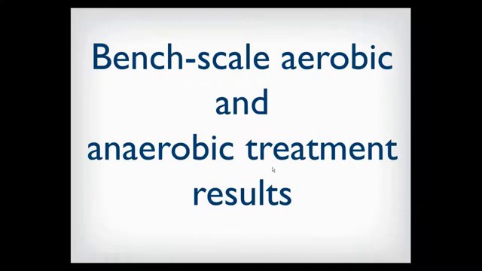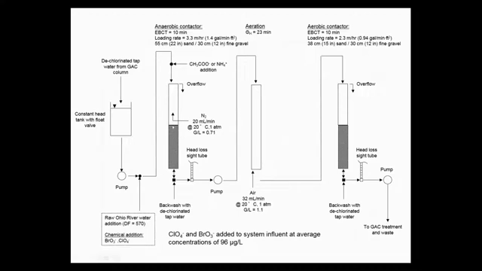So moving on into some treatment results, we'll start out with a bench scale study where we combined anaerobic and aerobic biological treatment. We had 3 contactors in series: first a solid media downflow anaerobic contactor, followed by a reaeration column where water moved down and air moved up, and then a solid media attached growth aerobic contactor, and the support media in all these contactors was sand. And for the anaerobic contactor, we added acetate as an extra electron donor and carbon source.